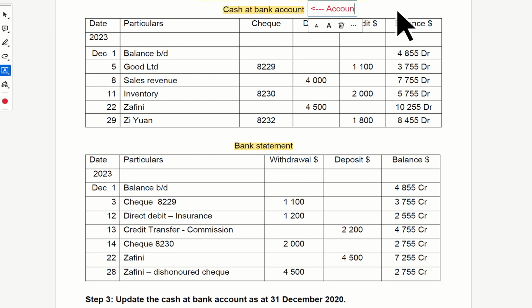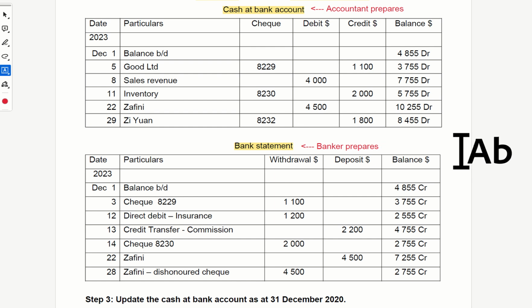It is the accountant who prepares the cash at bank account. The accountant is the one who records all the checks that are received and all the checks that are paid out. So he is the one who has control over the cash at bank account. On the other hand, who is the one who prepares the bank statement? It is the banker. The banker is the one who records all the withdrawals and all the deposits. He receives money on behalf of the business and records it in the bank statement.